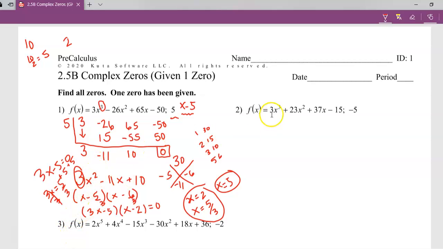Pretty nifty, right? All right, so let's just try another one. So number 2, I know again that there should be 3. This is not factorable. I'm given one that's negative 5. So I'm going to put negative 5 here.